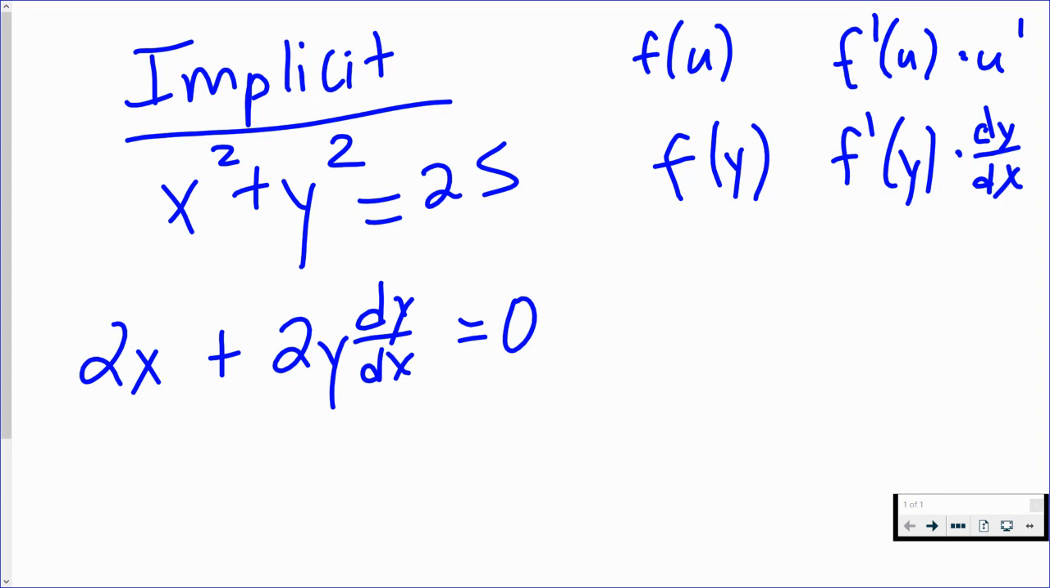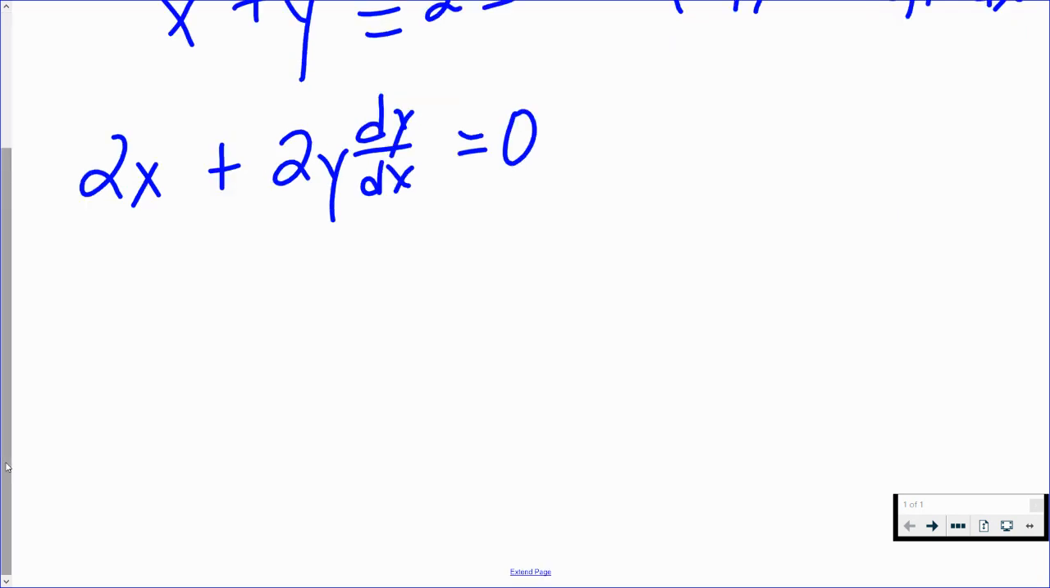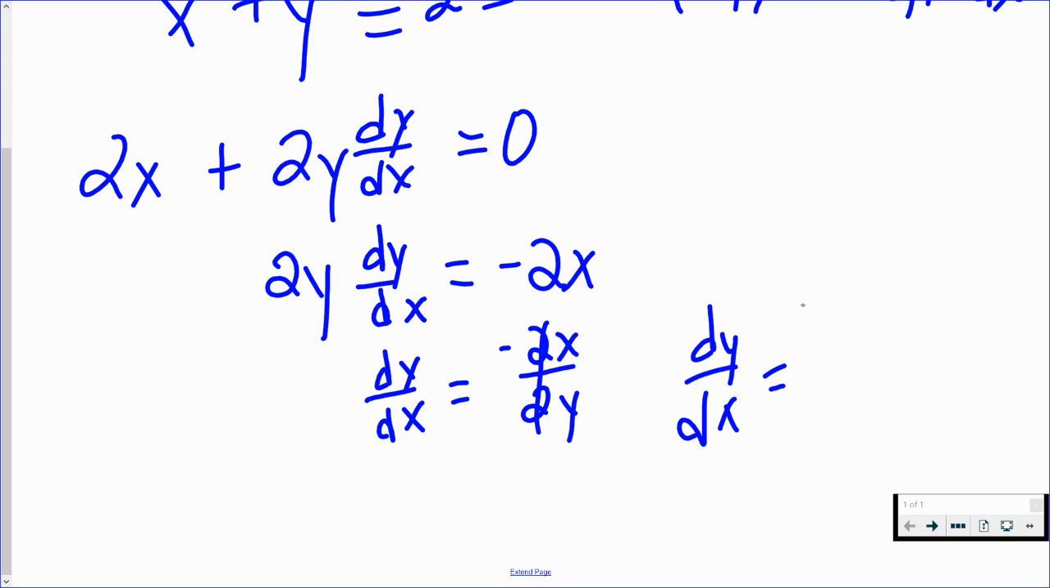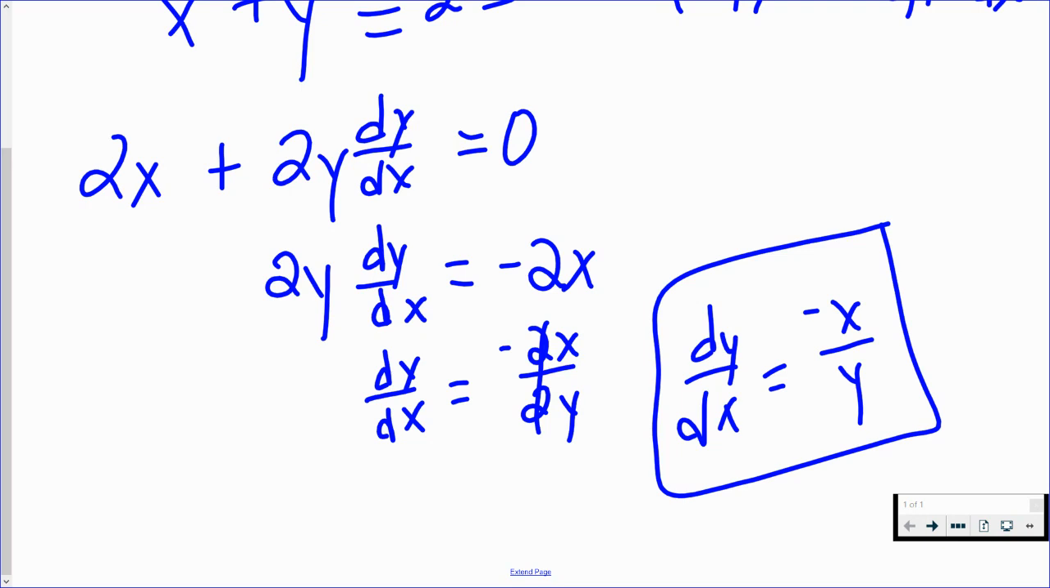Okay, now we want to simplify down and get dy dx by itself. So let's take a look here. We would subtract the 2x over, divide by 2y. So we can get rid of those 2's. 2 divided by 2 cancels out, and we have an expression for dy dx that is negative x over y. We could then use this derivative as we have in the past. We could plug values into it to find slopes of tangent lines and so forth.